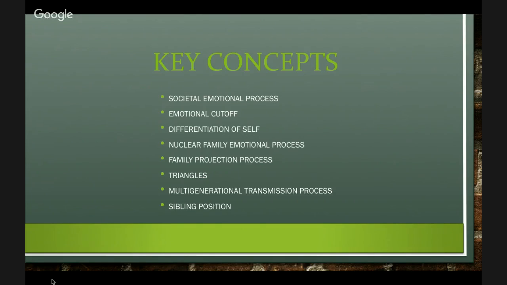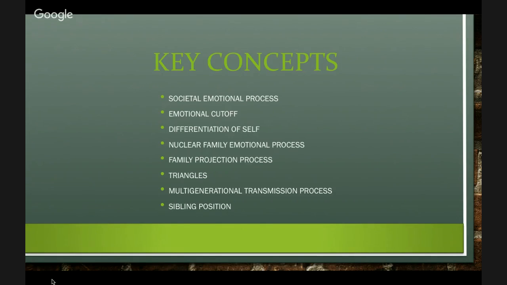The next one is triangles, and triangles are relationship formations. Bowen believed that a three-person relationship was healthier because in a two-person relationship, anxiety tends to increase since it doesn't have many places to go. The next one is the multigenerational transmission process. This is the pattern of emotional processing through multiple generations and how these patterns are transmitted from generation to generation. Bowen believed that the process develops through the function and pattern of triangles.